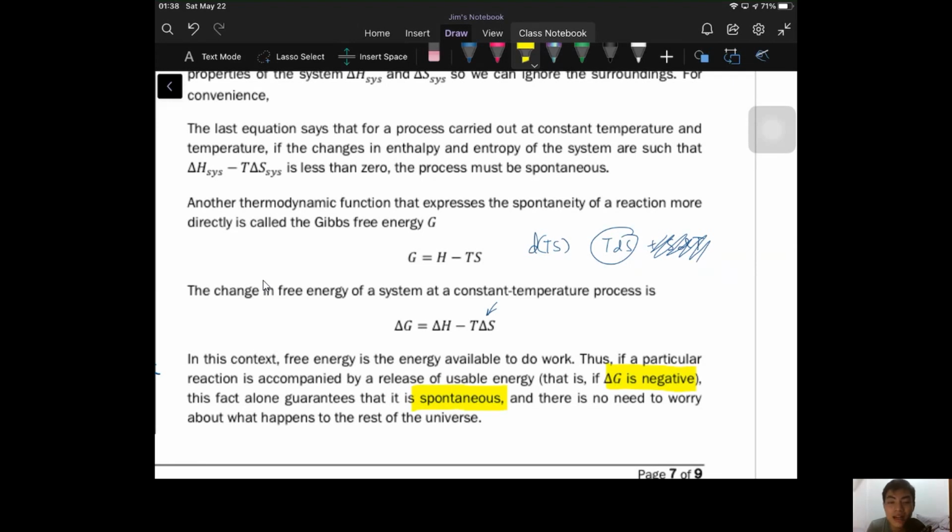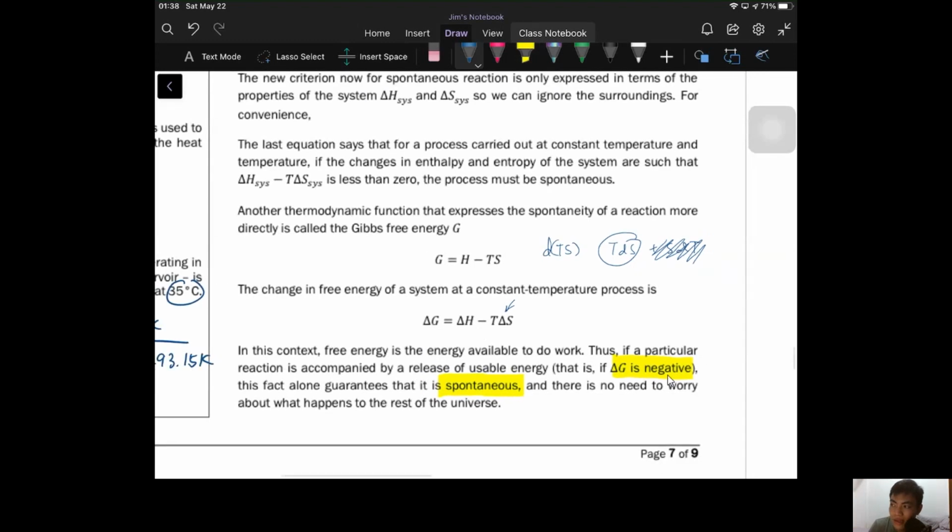Hindi mo na kailangan magtingin sa surroundings, kasi yung system na lang yung focus mo. Enthalpy niya and the entropy. Yun lang. No more surroundings. So take note na negative dapat yung value nito for it to be spontaneous.